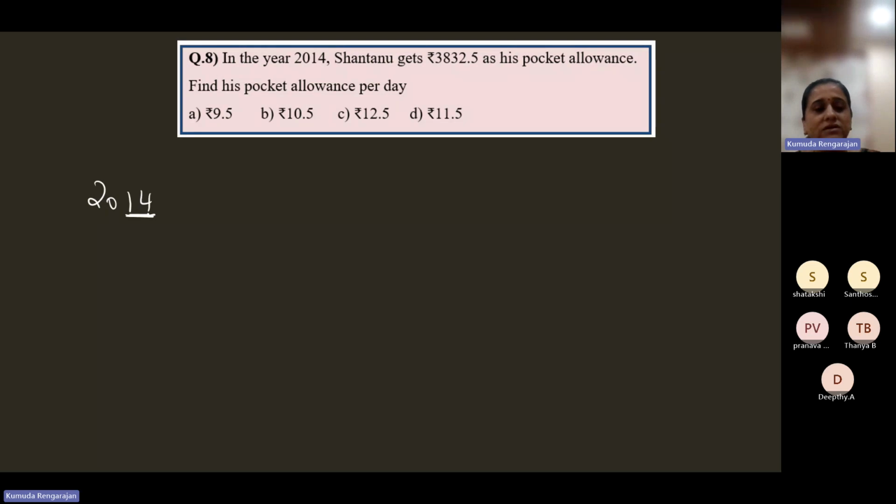See, the year should be divisible by 4. Or you can take the last two digits. 14. 14 is not divisible by 4, not exactly divisible. Take the last two digits of the year and divide by 4. If it's exactly divisible, it's a leap year.